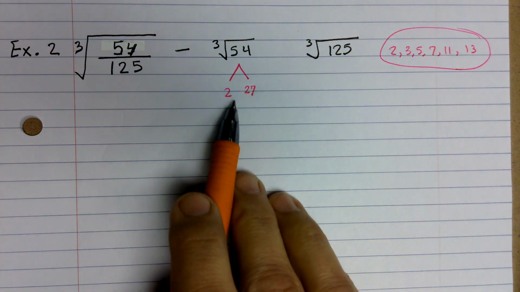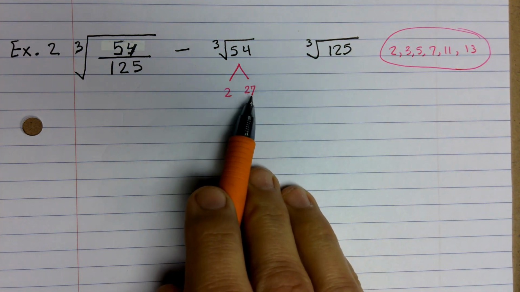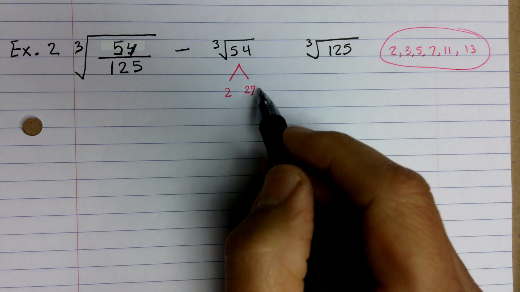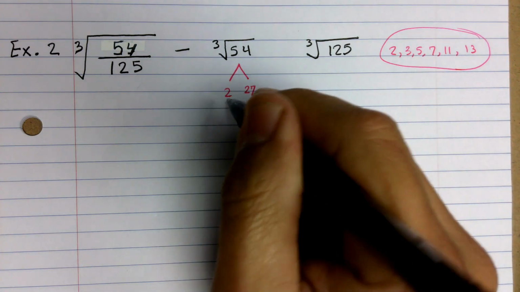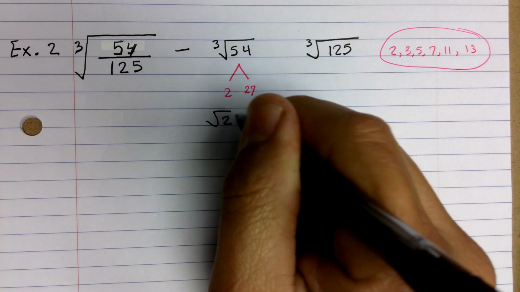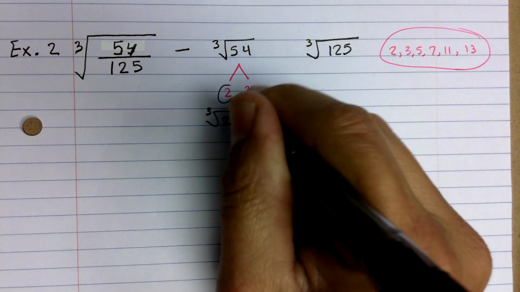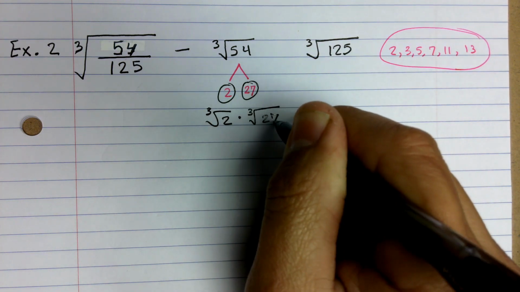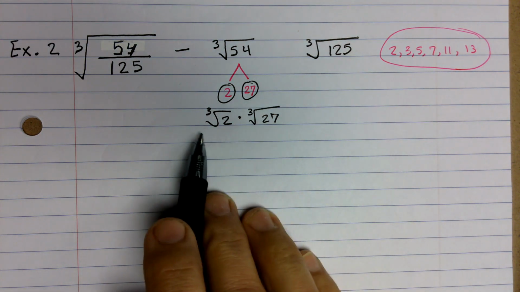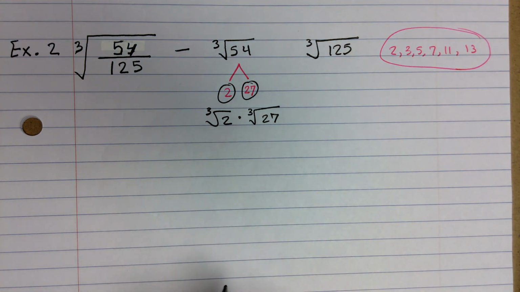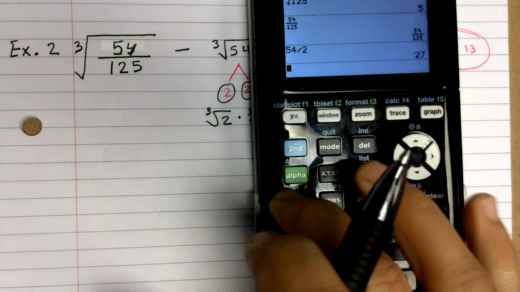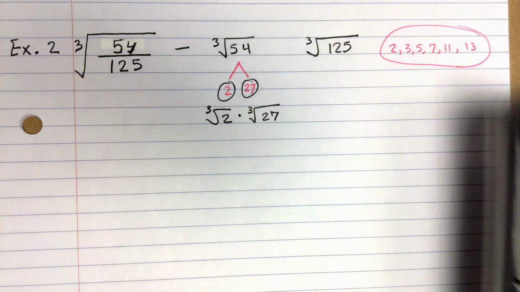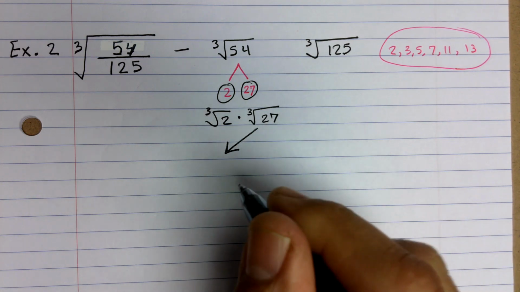Now I know that 27 is a cube root that I actually know, because there's a number that can be multiplied by itself 3 times that will give me 27. So I'm going to stop there, because this is what I would call a perfect cube root. And so this breaks down into the cube root of 2 times the cube root of 27. Now that I've broken this down, I can simplify it. So I'm going to put cube root of 27 in my calculator, and it gives me 3. So this just becomes 3.